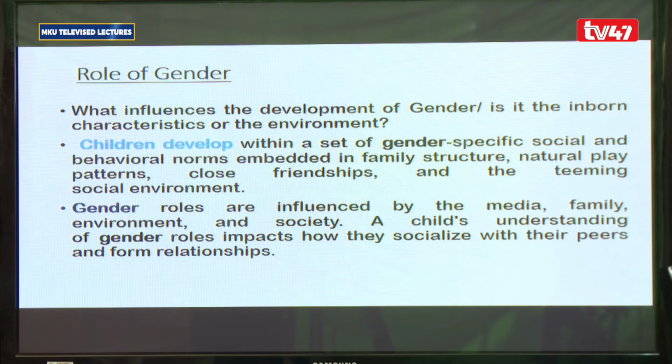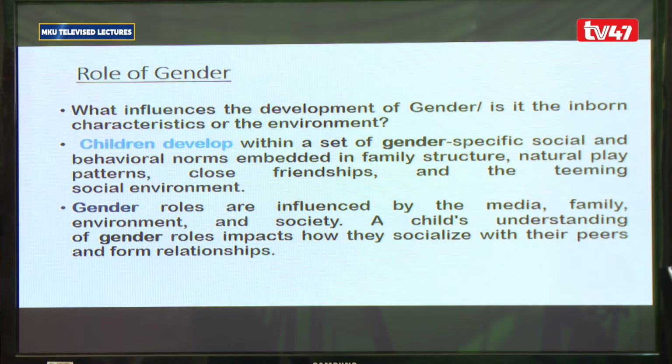The other one is to do with the role of gender. Number 3 is the role of gender. And under this one, we want to find out what is it that influences gender. Remember, there's a difference between sex and gender. Sex has got to do with whether you are a boy or a girl. But when it is gender, it is to do with what we call socially constructed characteristics that pertain to either male or female. And therefore, children develop within a certain set of gender-specific social behavioral norms, which are there in the family structure. And gender roles are influenced by also what the child can be able to see around them.